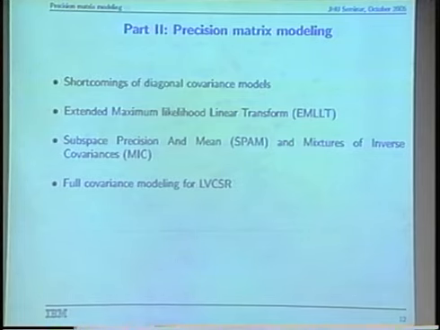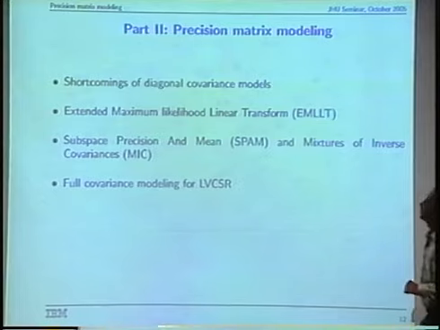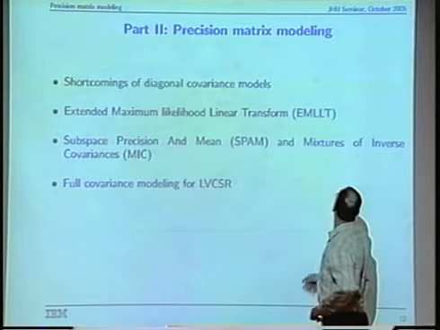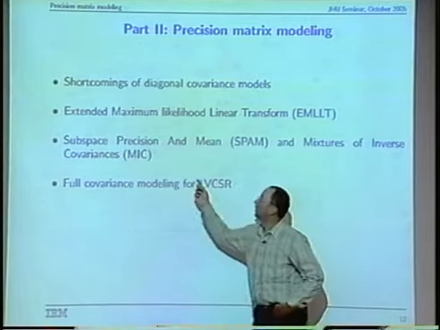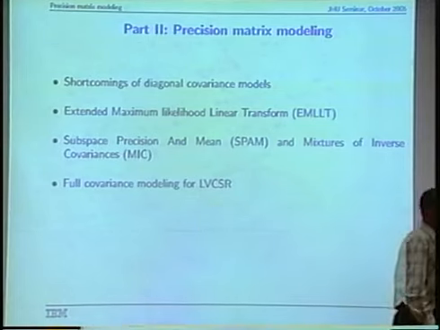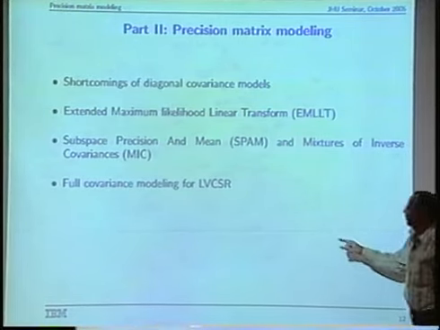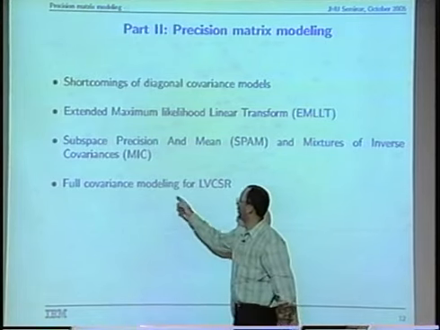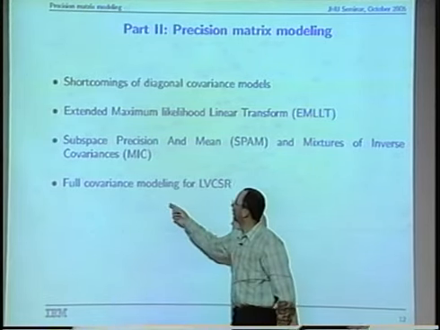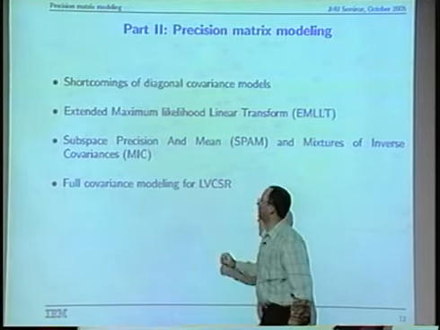And the second refinement of these techniques is called subspace precision and mean, SPAM, or mixtures of inverse covariances. It was proposed independently by Scott Axelrod from IBM and Vincent Van Hoek and Anant Shankar from, where is he now? At Nuance? At Nuance, yes. And then I'm going to talk more in detail about our work, or in our group, on full covariance modeling for LVCSR.